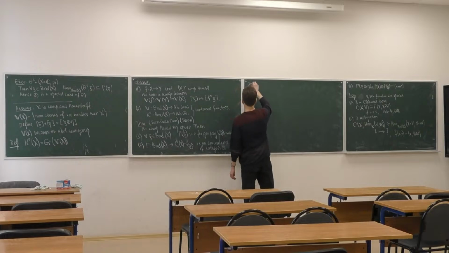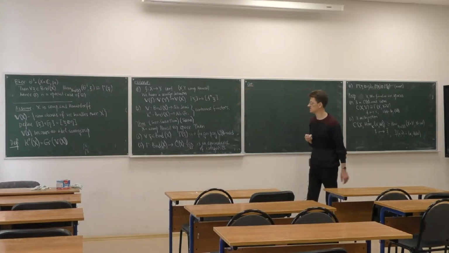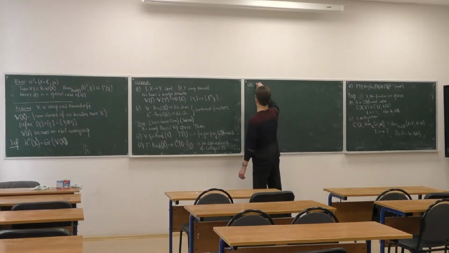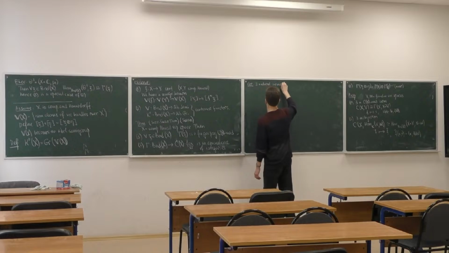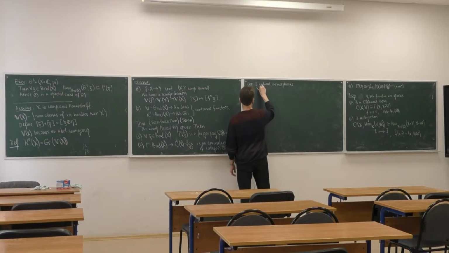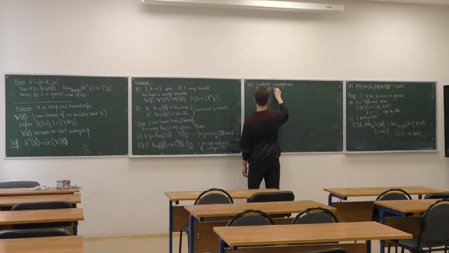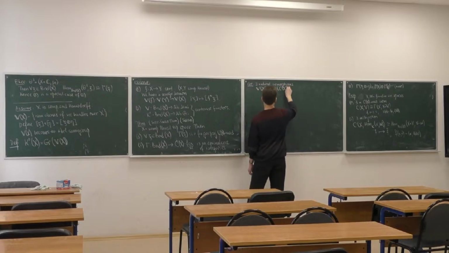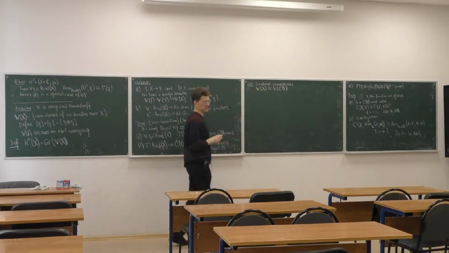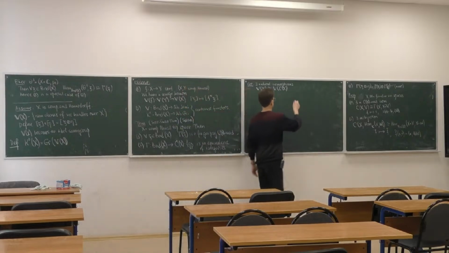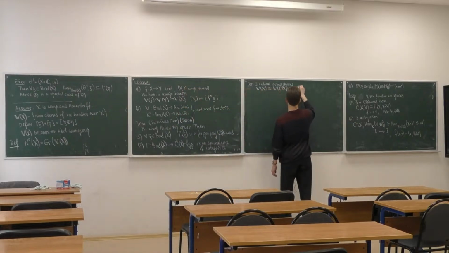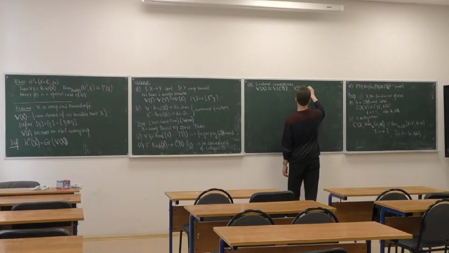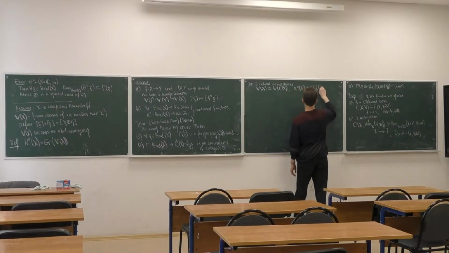So as a corollary, this result implies that we have a natural isomorphism between V of X and V of C of X. And by applying the Grothendieck group, we deduce that the topological K0 of X is the same as the algebraic K0 of C of X.